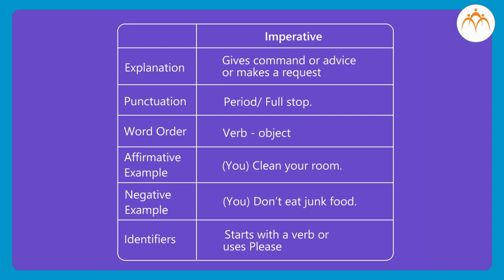Imperative: it gives command or advice or makes a request. The punctuation used is period or full stop. Word order, verb, object. Affirmative example, you clean your room. Negative example, don't eat junk food or you don't eat junk food. Identifiers, starts with a verb or uses please.